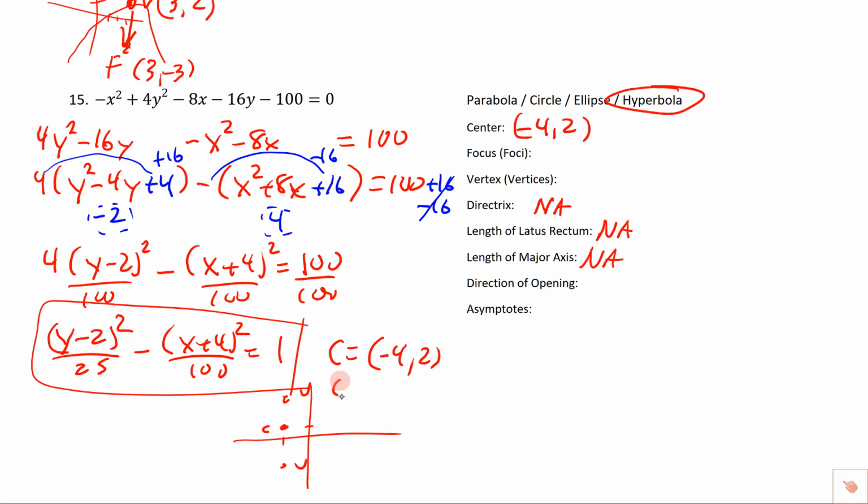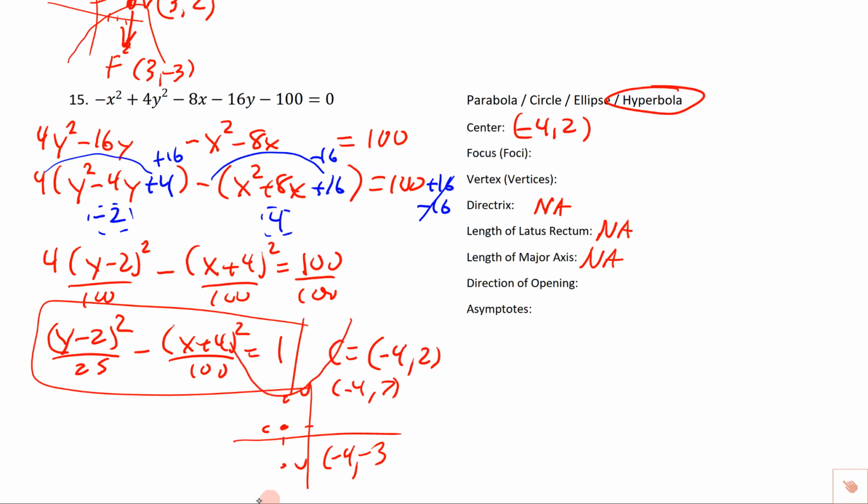The x-coordinate isn't going to change, so that's going to stay negative 4, but we're going to go up 5 units, so that's going to put us at 7. And we're going to go negative 4 for the x-coordinate and down 5 from the center, so that's going to put us at negative 3. So let's go ahead and mark those. Those are the vertices.